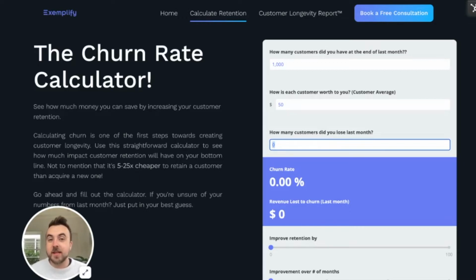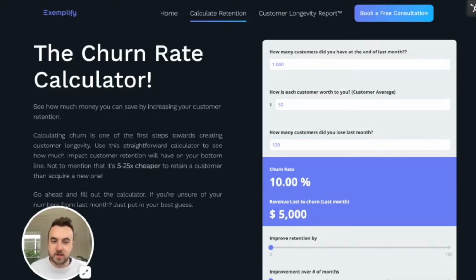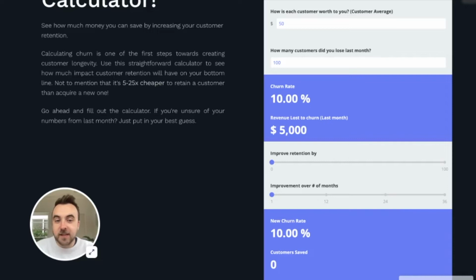Now, the third thing we need is how many customers did we lose during the last month? So if we've got 1,000 customers, how many did we lose during the last month? And it's important to look at this at a monthly aspect. So let's say we lost 100 customers. Very simply, what we're able to see is our churn rate is 10%. So if we have 1,000 customers, every single month we're going to lose 100. And the revenue that we lost to churn is $5,000. So that's a very clear indication of the amount of money that we're losing.